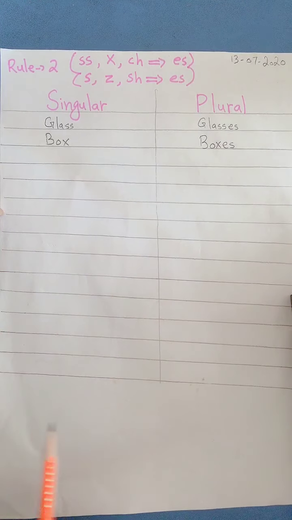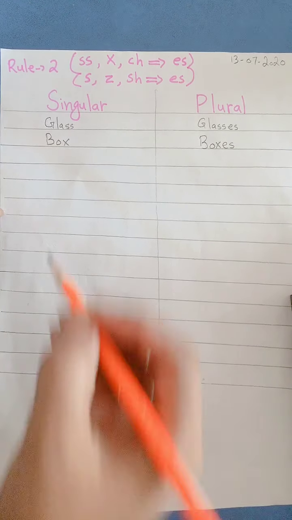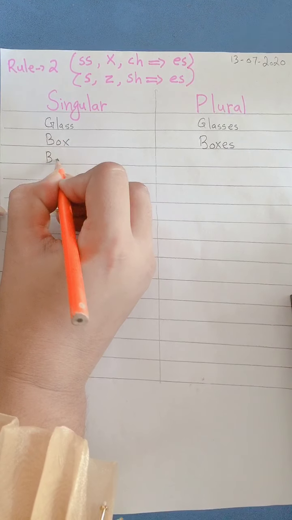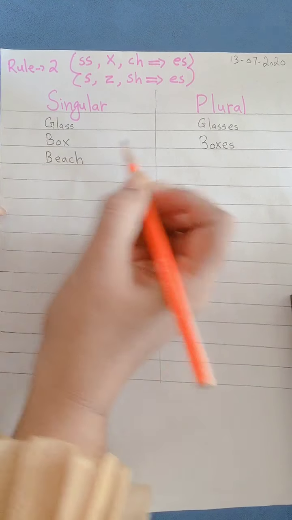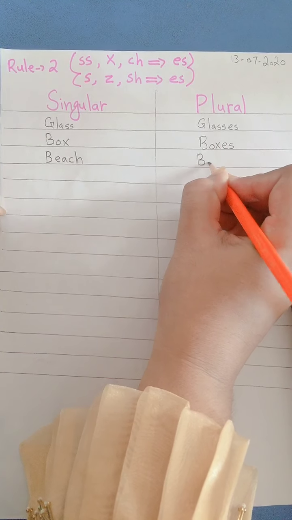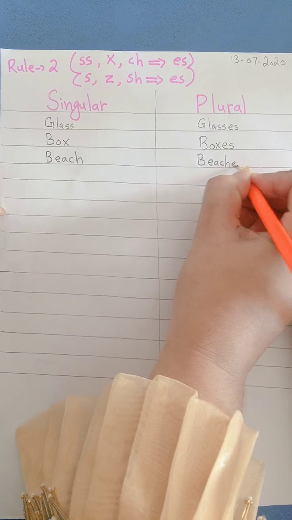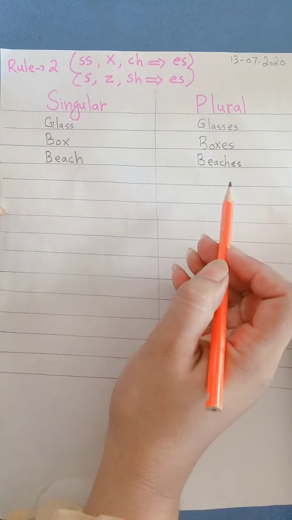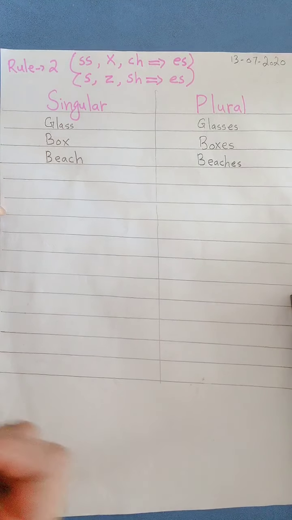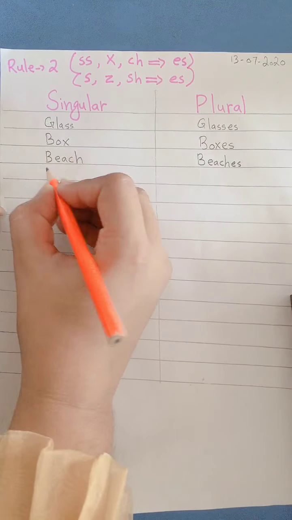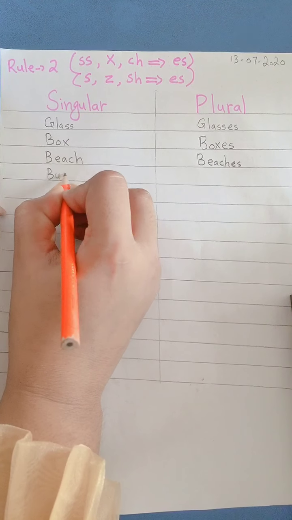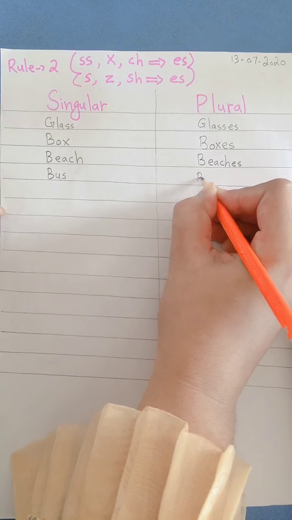Okay, another example of ch, beach. Now we will put es in this word, then this word will become plural. Beach, beaches. S. Example of S, bus, buses.